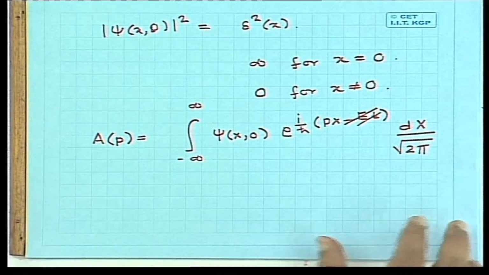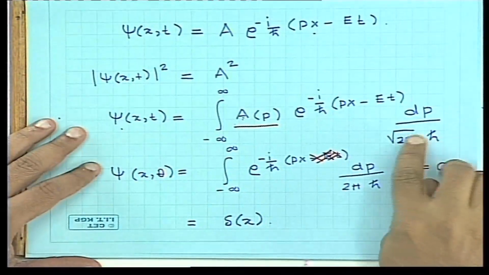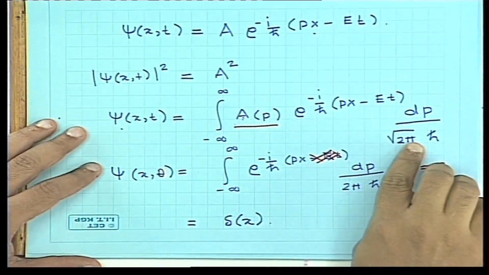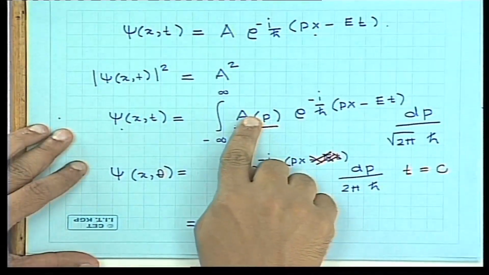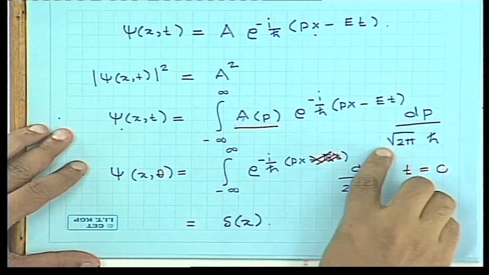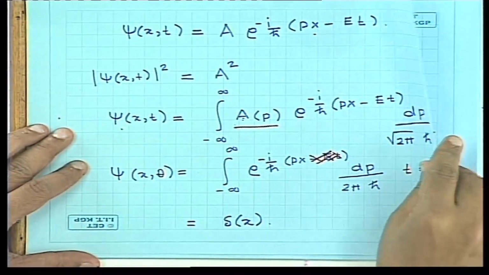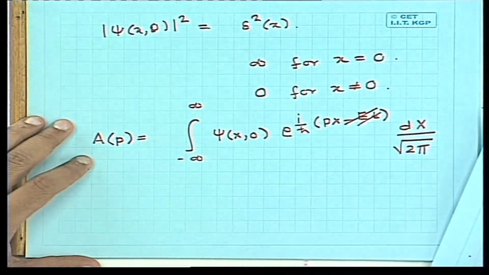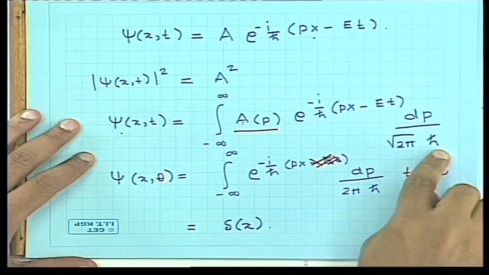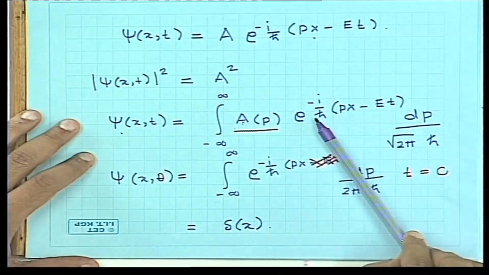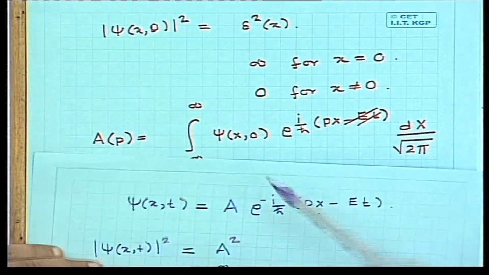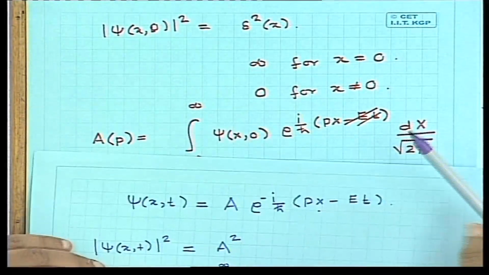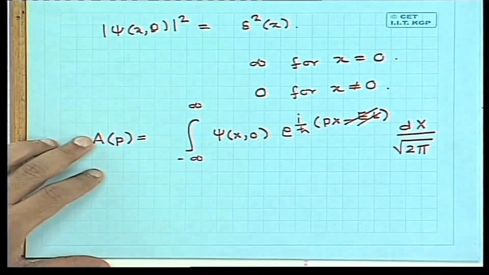Now, it is also clear why we had introduced a factor of 1 by square root of 2 pi over here. It was just to make the two expressions, the relation between psi and a, symmetric. So we have a factor of 1 by square root of 2 pi here as well as over here. The h cross in this expression appears because of the h cross over here, and we can go back and forth between the two descriptions.